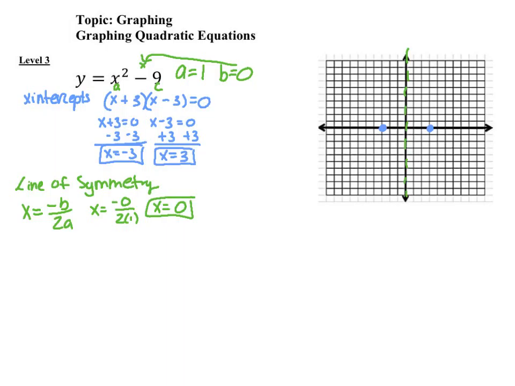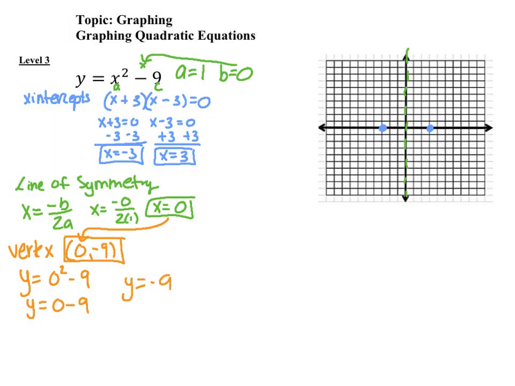The last thing I need to find is the vertex. And remember, the vertex is going to be an ordered pair, x comma y. Well, I already know what my x value is. So now I take the equation and plug in 0 for x. So I'm going to have y equals 0 squared minus 9. 0 squared is 0. So I have 0 minus 9. And that equals negative 9. So my vertex is 0, negative 9.